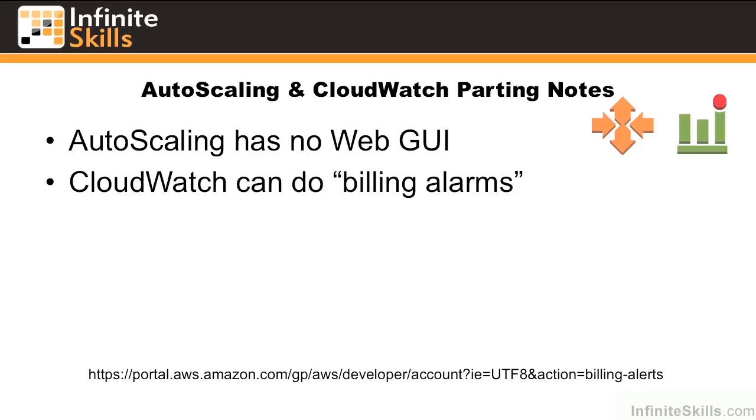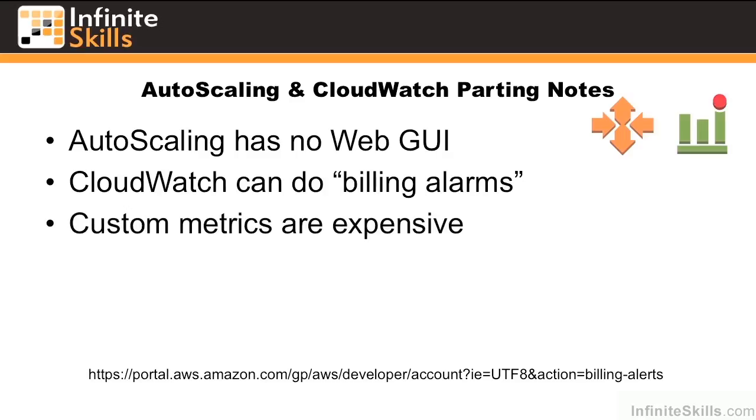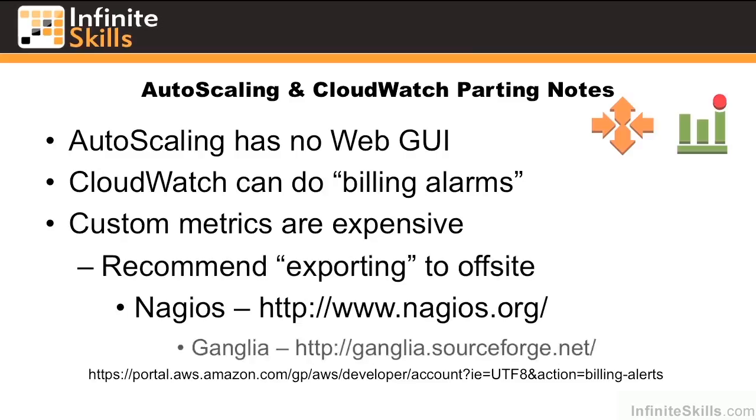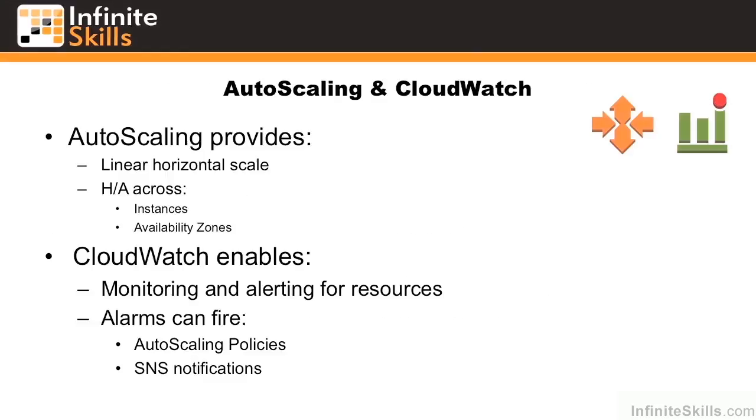CloudWatch can also do billing alarms, and we highly recommend that you go into this URL and set up a billing alarm. In our case, we set an alarm so that we're notified via email when our AWS bill goes over $10. Custom metrics are very expensive, and we recommend exporting these metrics offsite into your own Nagios or Ganglia. That was a quick overview of AutoScaling and CloudWatch, but at this time you should have a firm understanding of all of these concepts.